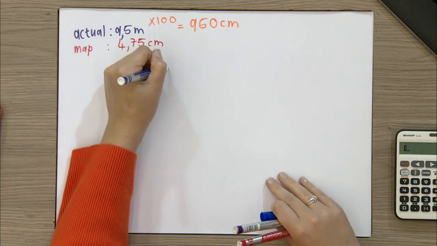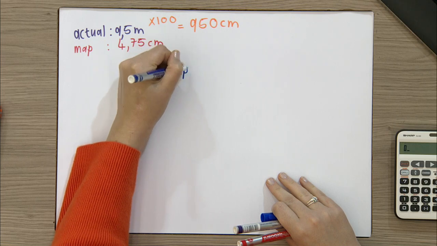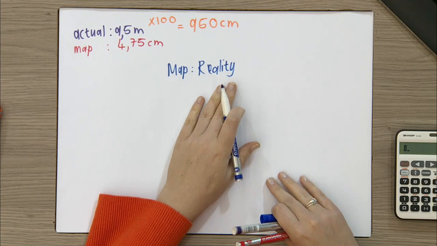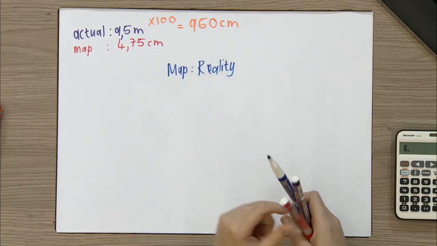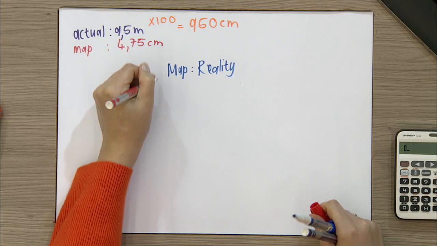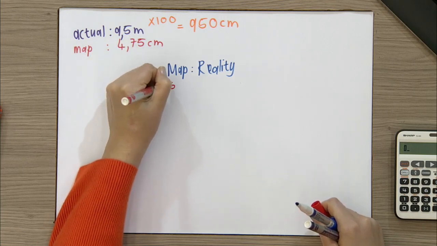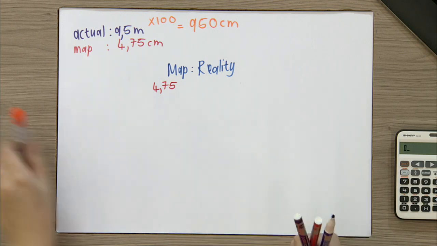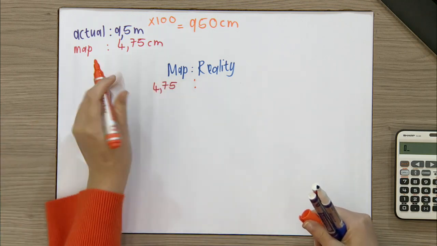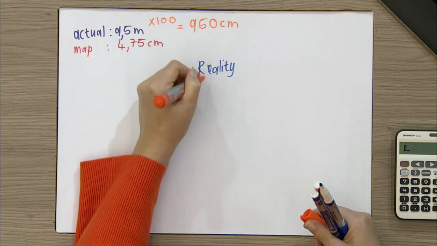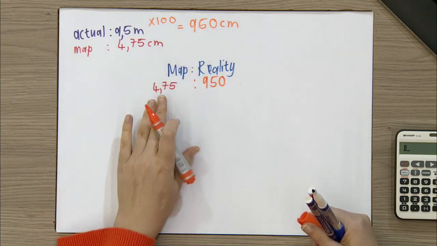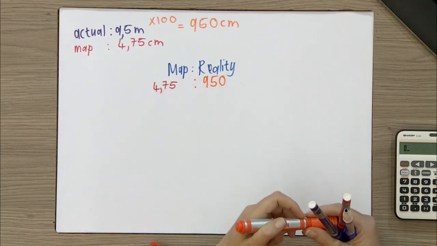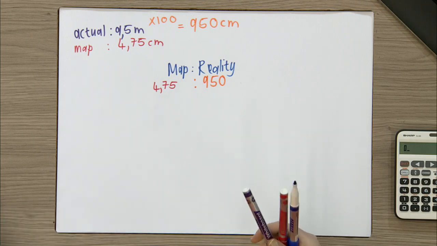So we know scale is distance on the map to distance in reality. So let's plug and play. The distance on the map is 4.75, and then we know that the distance in reality is going to be 950. So we know that this is centimeters and this is centimeters. So therefore, I don't need to write down a unit.